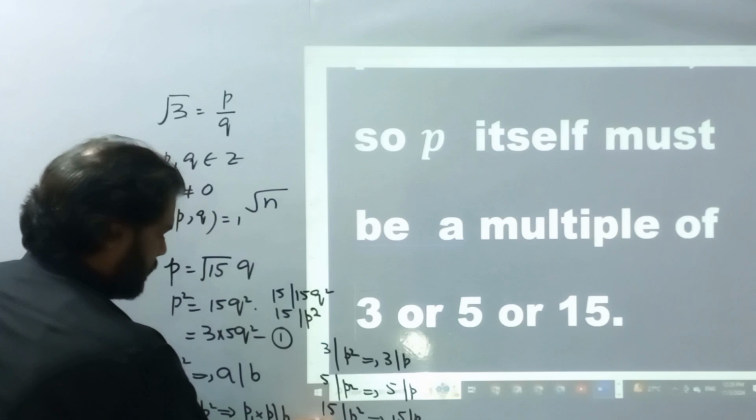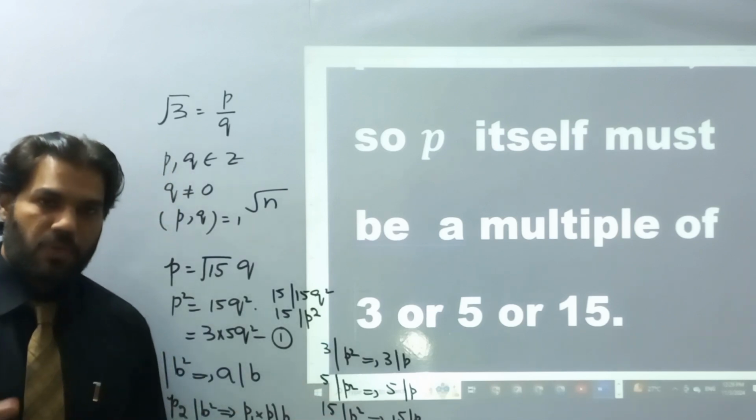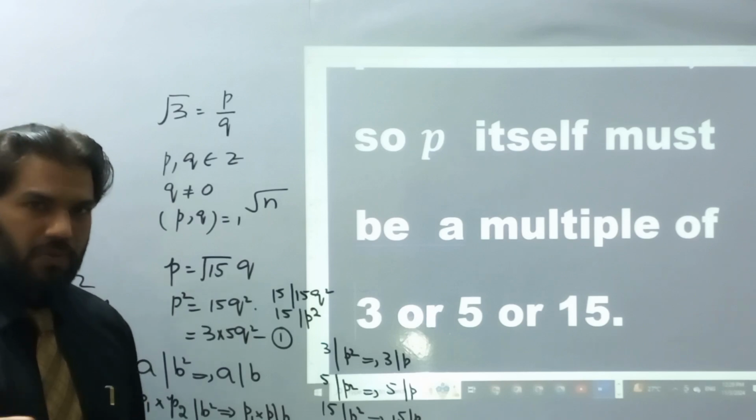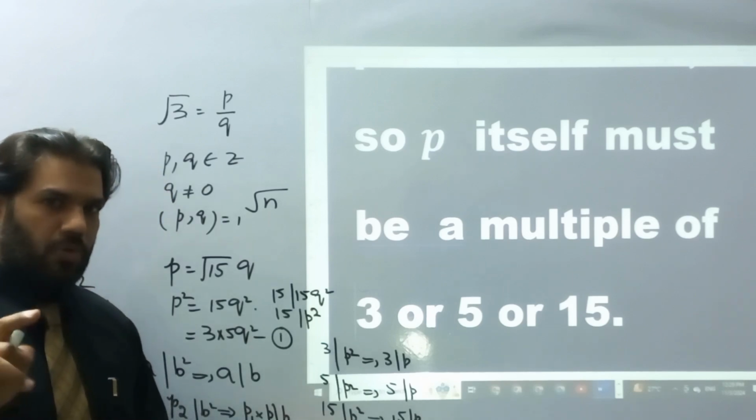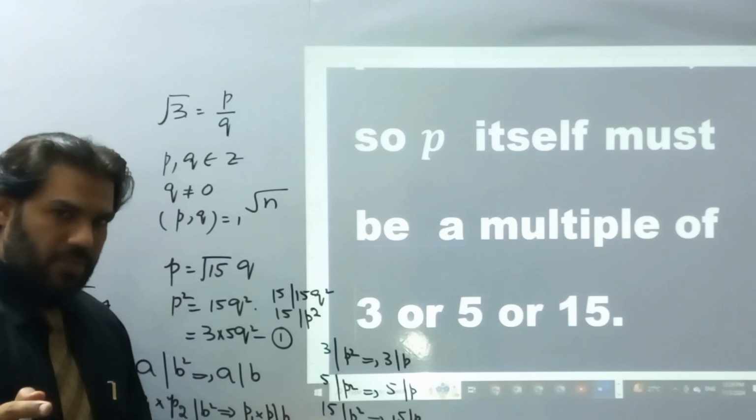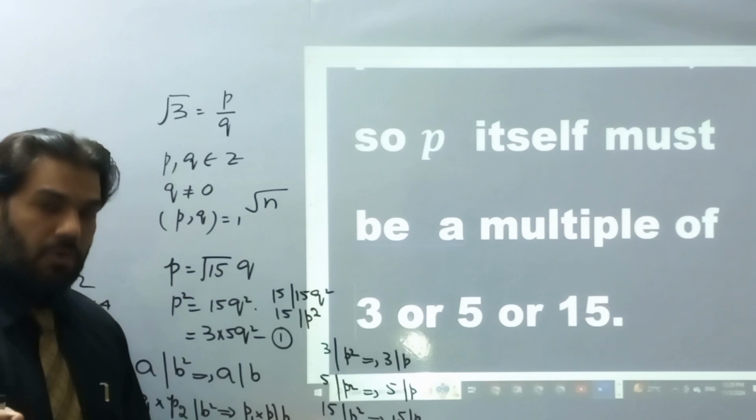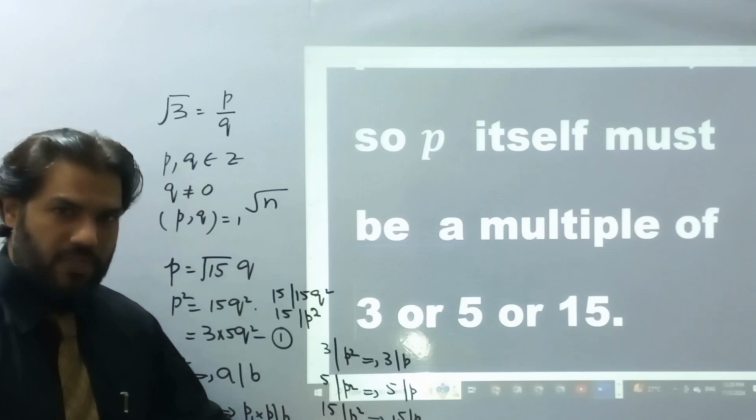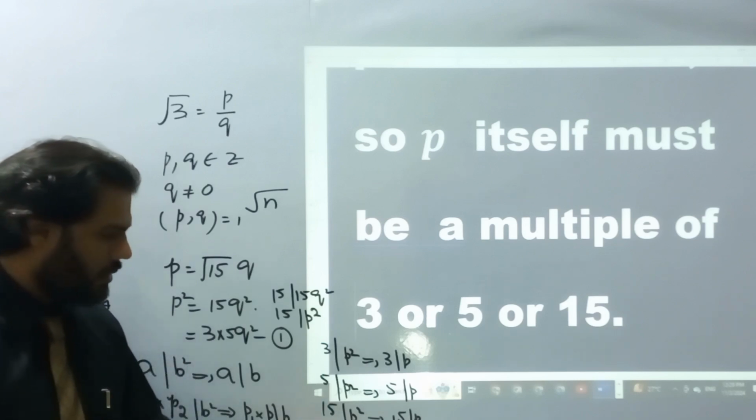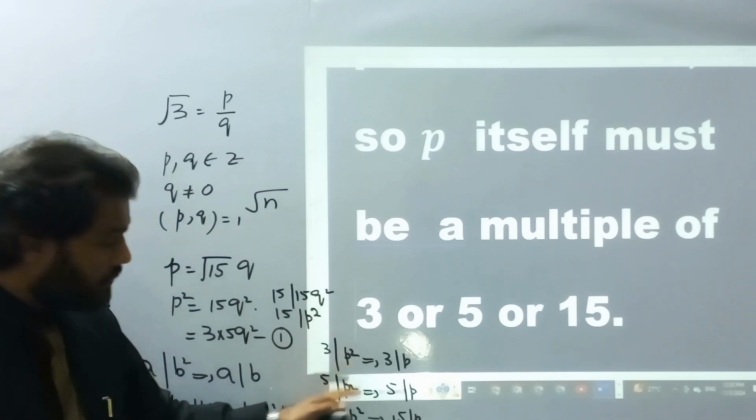15 is a composite number, but it is a product of distinct primes. When a composite number is a product of distinct primes without any power of a prime, then this result holds for that composite number. If it divides p square, then it will divide p without the square. Sorry, this p here is an integer, not a prime p.